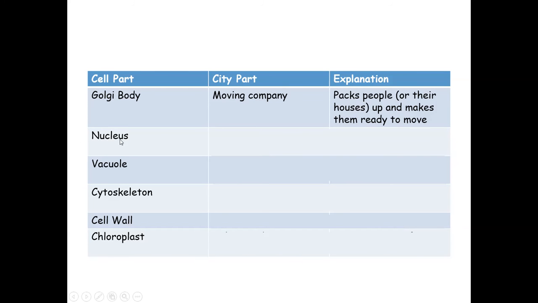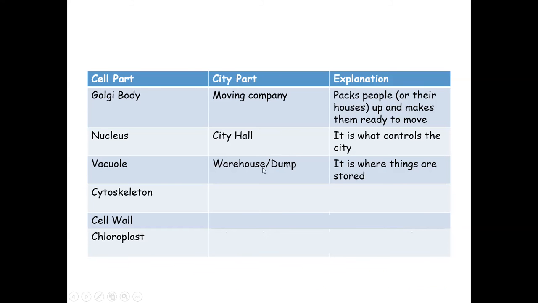The nucleus, the control center. Well, who's in charge of the city? Well, it's City Hall. It's our councilors and our mayor. So that would be the nucleus, the City Hall. Vacuoles is where we store stuff. Now, in the explanation I gave you earlier, it was for food, but it also stores waste. So I'm going to go with the waste example here. So it'll be the warehouse or a dump. It's where things are stored. We could also put in a grocery store, for example, because that's where food is stored.